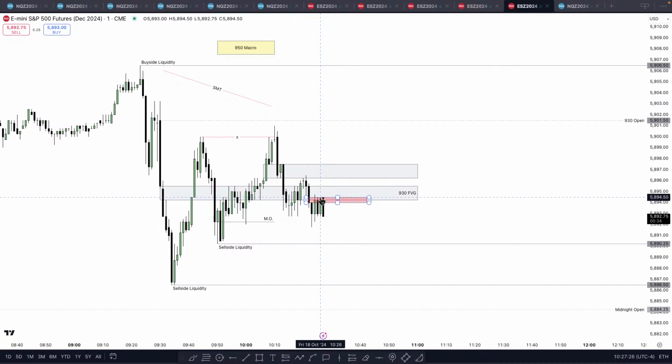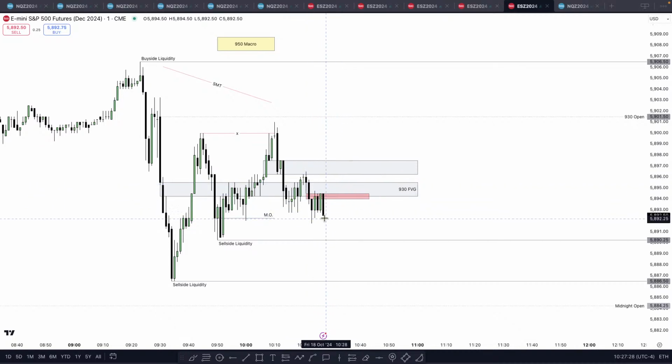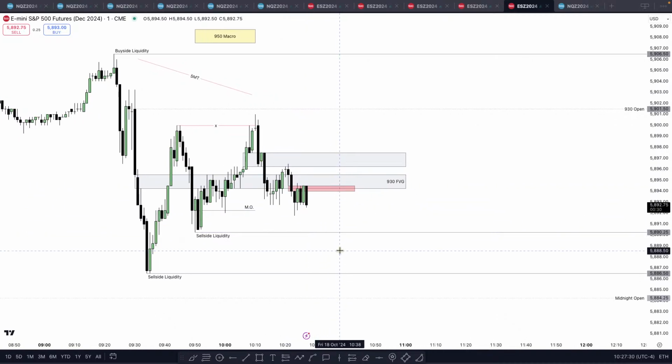So again, there should be no other reason for us to go higher. And if we get below this low, you want to see us with speed go lower. See how the SIBI is the only SIBI from this high and it's in the lower half of that 930 fair value gap. You want to see these SIBIs, when they're overlapping, push us lower when we're looking for a potential.